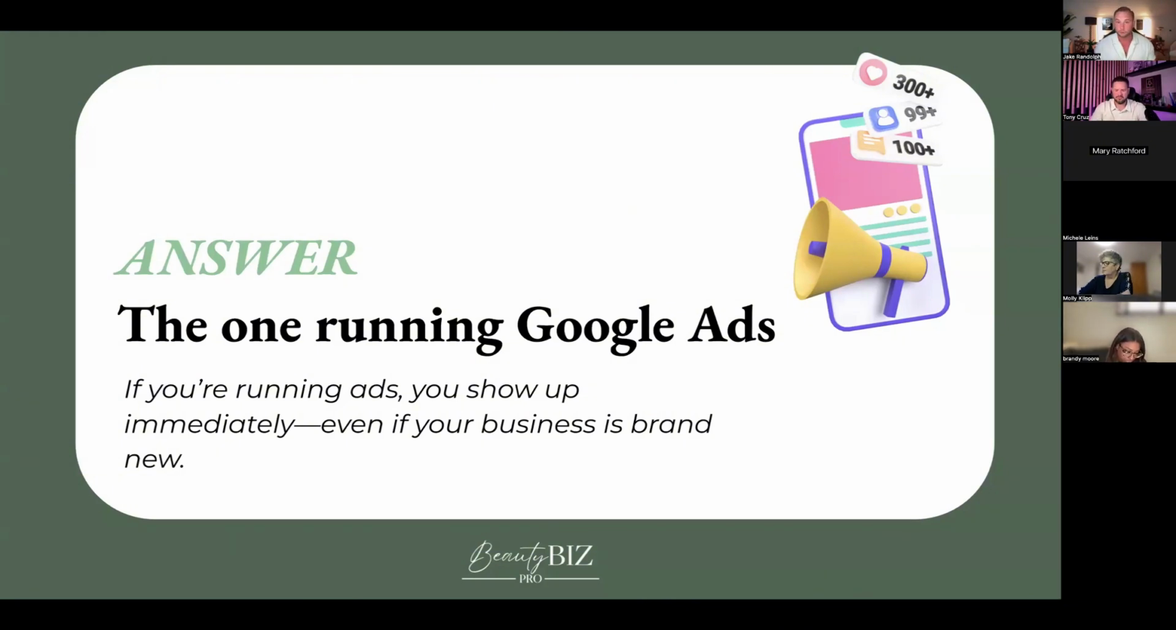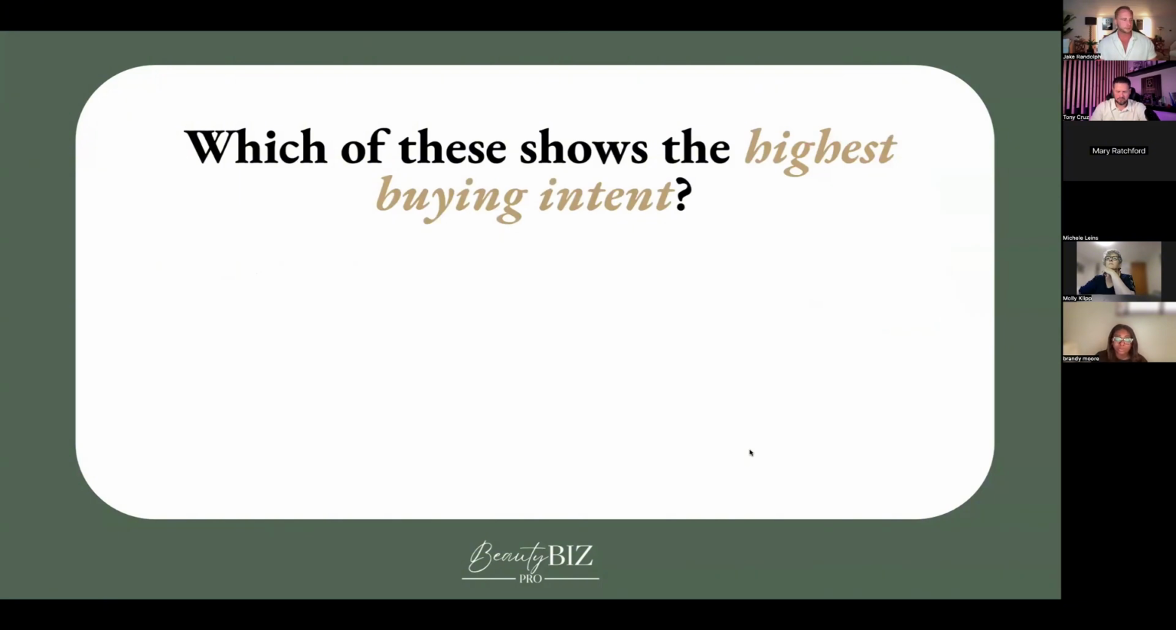Now, if you're already ranking high organically, I still recommend Google Ads because, and we'll talk a little bit more about this strategy in a bit, that's how you get double ranked basically. And so the one running Google Ads is going to be the one that shows up first when people are searching to book.